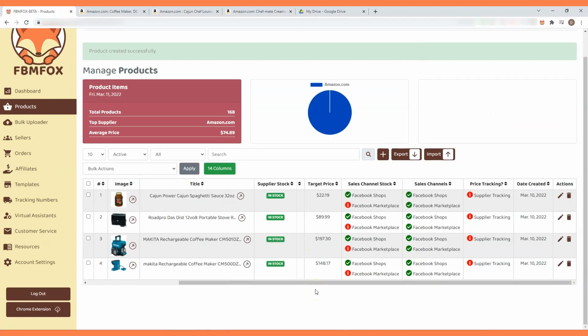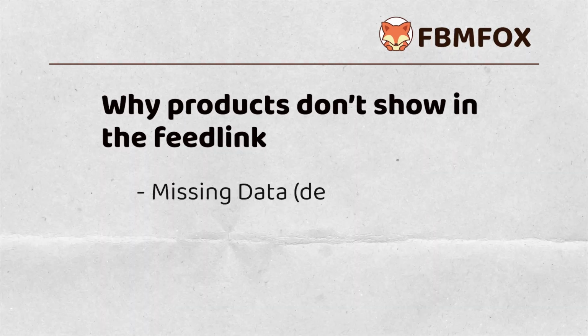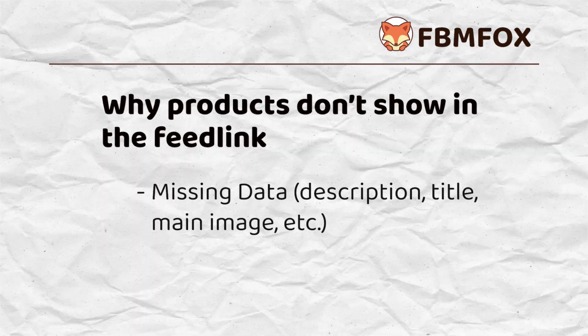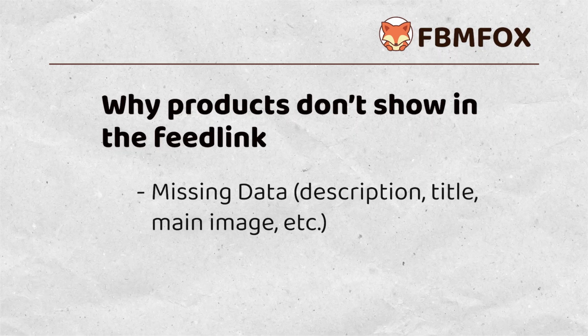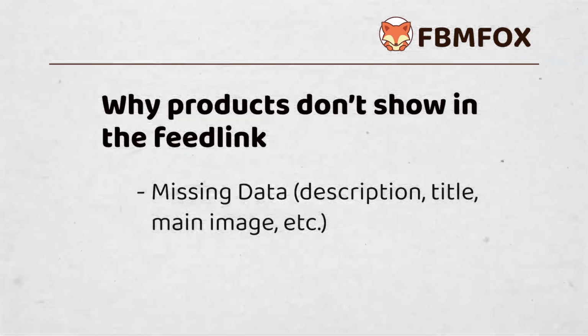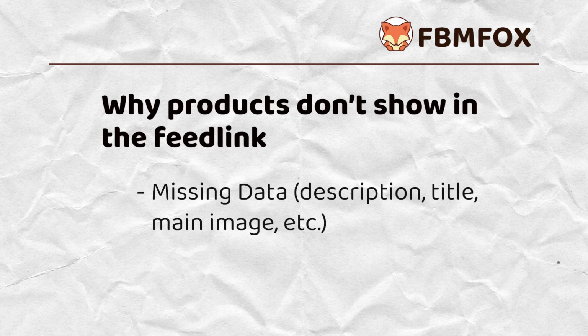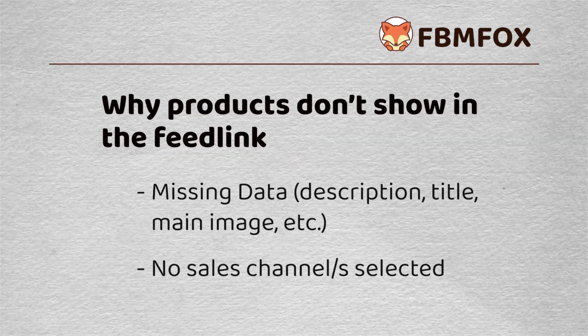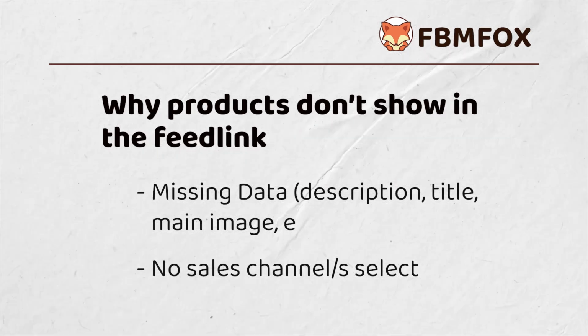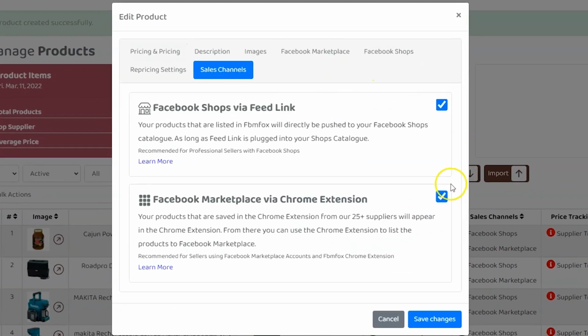And just like that, you want to go through each one of these products, and you can figure out why they're not showing up in the feed link. It's generally because of a missing description, a missing title, or a missing main image, right? You want to make sure all of these things are in your product. Along with that, if you click on sales channels, you want to make sure that the Facebook Shops via feed link box is checked. Make sure it's on, right?